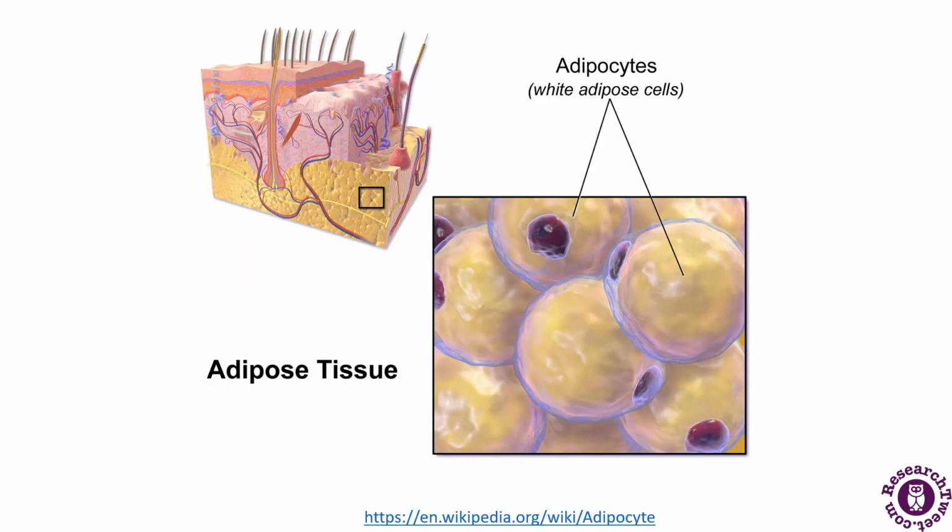Now this is a diagrammatic representation showing the adipose tissue, and here is a magnified view of the white adipose cells, that is the adipocytes. So these are some of the fat cells and how these fat cells look.